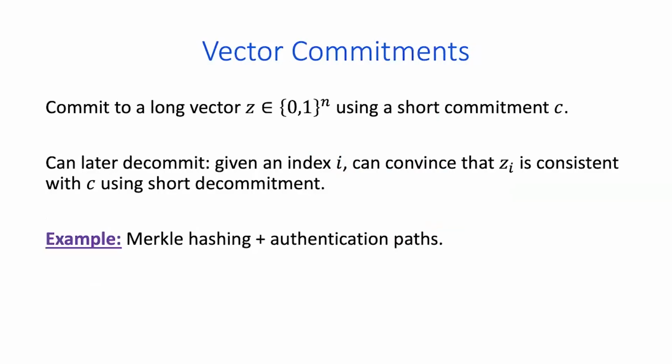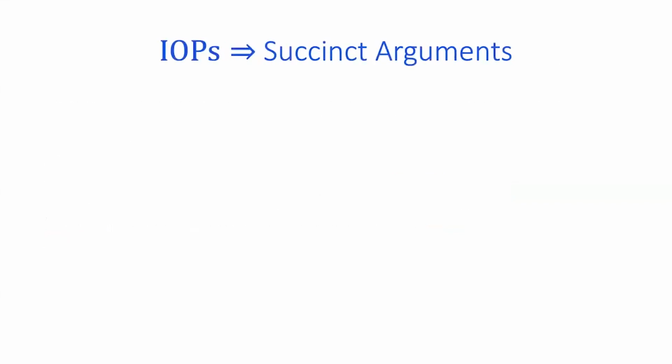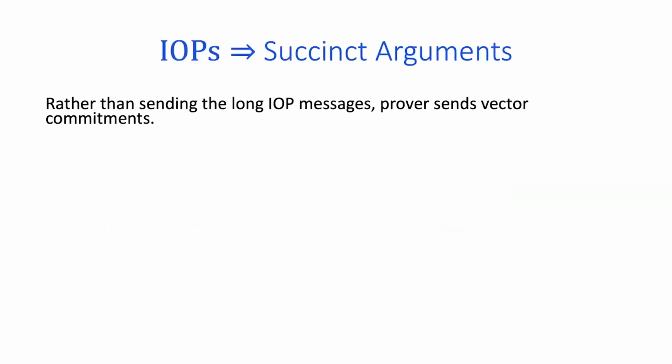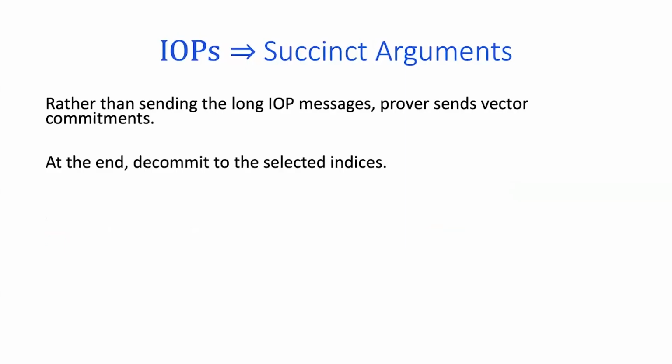So that was IOPs. Vector commitments I already described. You can take a long vector and produce a short hash, a short commitment, so that later on you can decommit to individual bits of this long vector. The canonical example would be a Merkle tree. So why do these objects go hand in hand? The basic idea is you have your IOP, and you're supposed to send a really long message. What do you do? You commit to it using the vector commitment, so you send a short commitment. At the very end, the verifier is interested in reading a few places, and you decommit. That's the basic idea of how succinct arguments are born.